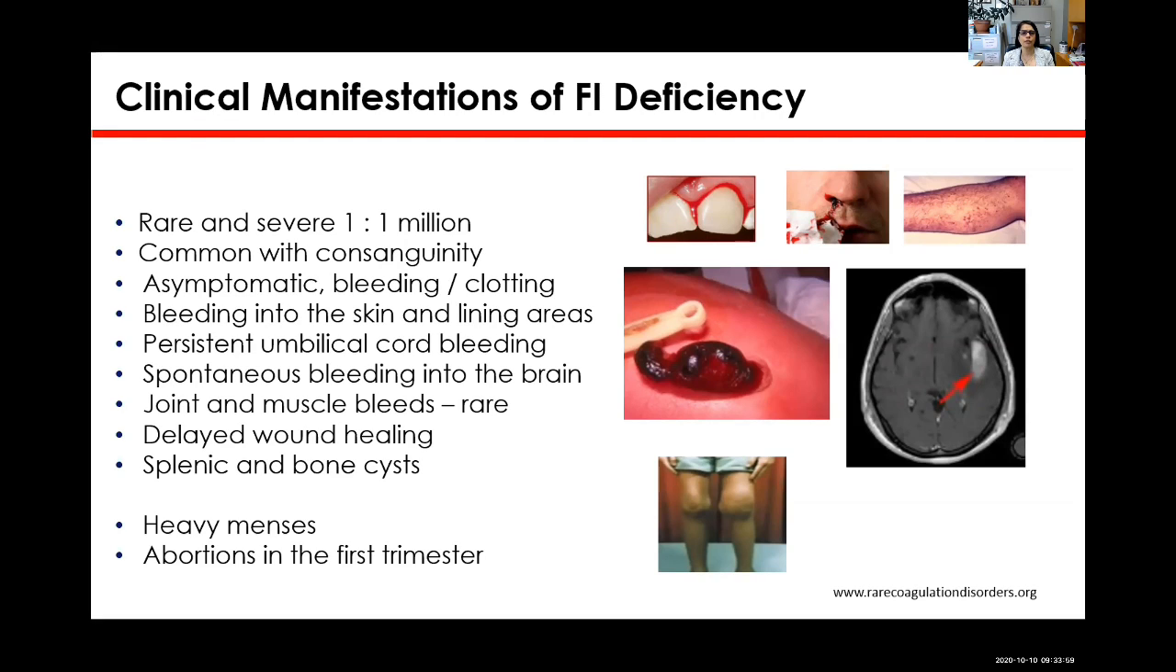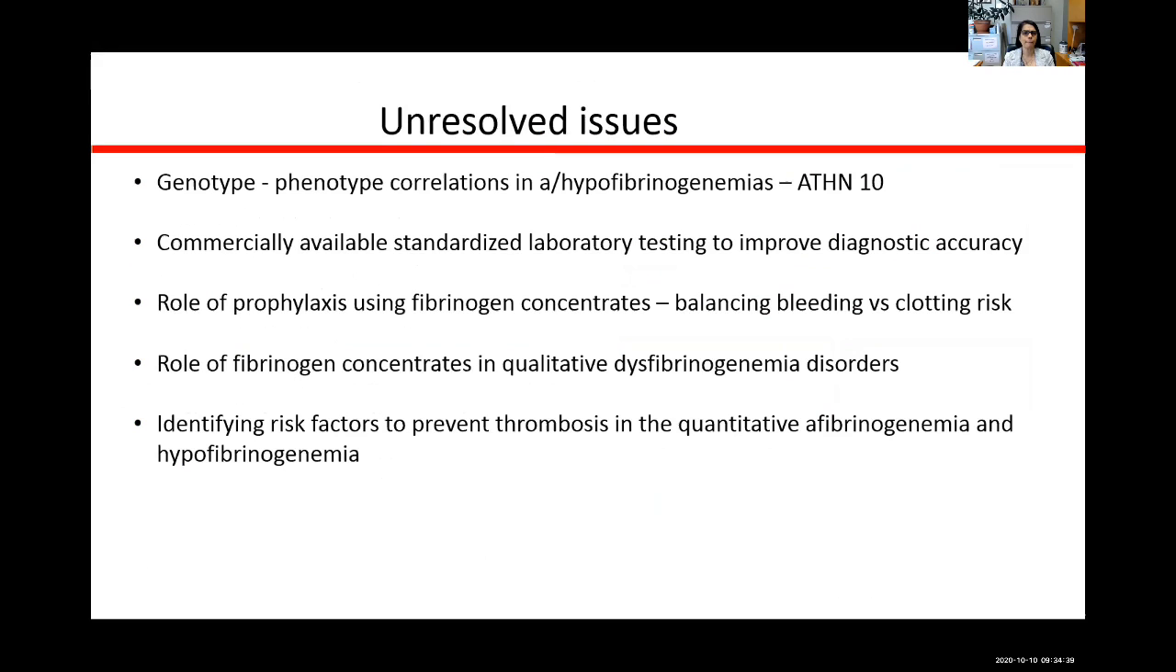Individuals with fibrinogen deficiencies also have a tendency to develop spontaneous bleeding into the brain, while joint and muscle bleeds tend to be rare. There's delayed wound healing, especially after surgical procedures, and this really needs to be kept in mind when planning for a surgical procedure and making sure replacement therapy is given until the healing is completed. And sometimes these patients can present with cysts in the spleen and in bones. Girls and women can present with heavy menses, as seen in our second patient, and first trimester abortions are common in the absence of fibrinogen replacement.